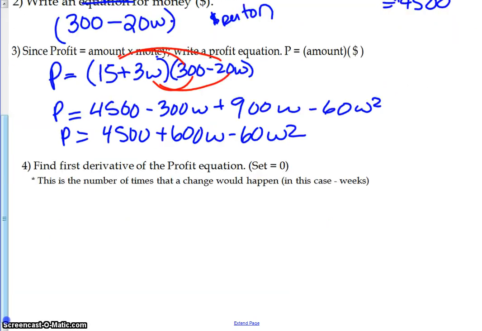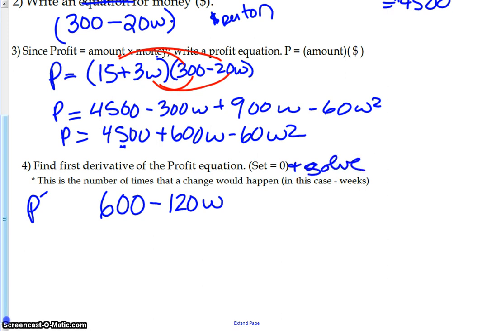Now our process is to find the first derivative of our profit equation. In other words, I want to find P prime. Well, the first derivative of 4,500 is 0. The first derivative of 600W is just 600, and then we go minus 120W. We're going to set it equal to 0, and I forgot to put 'and solve' in there. We're going to solve it for W. Adding 120W to both sides, 600 equals 120W. Dividing both sides by 120, I got that W is 5.